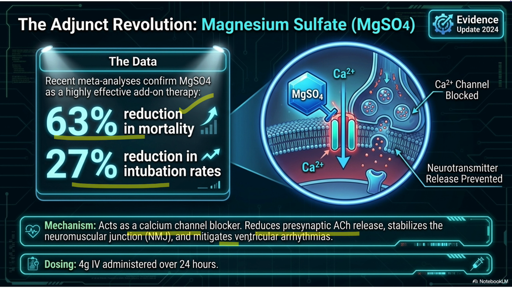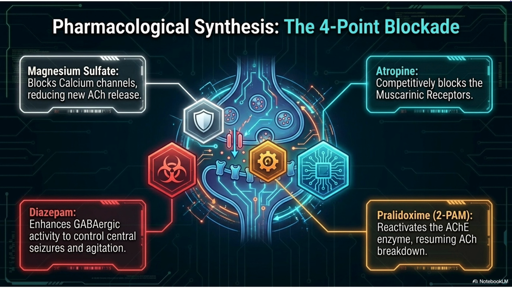Now, this is important. Magnesium sulfate is not the primary antidote. Atropine and oximes remain the core treatment. But adjuncts like magnesium represent evolving practices in toxicology. As evidence grows, supportive therapies continue to improve outcomes. This is a good reminder that medicine constantly evolves. Protocols are not static.